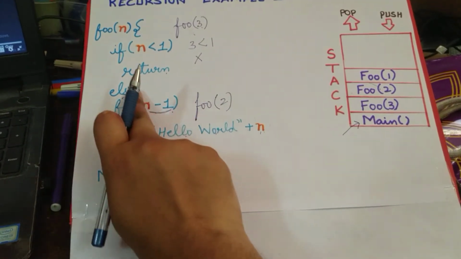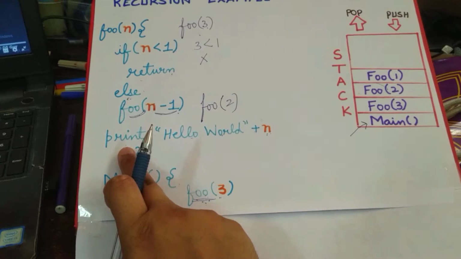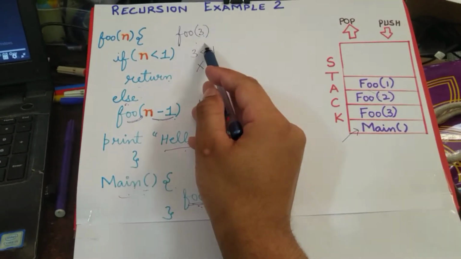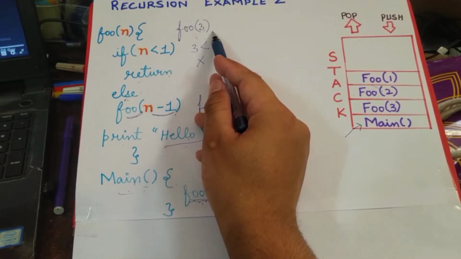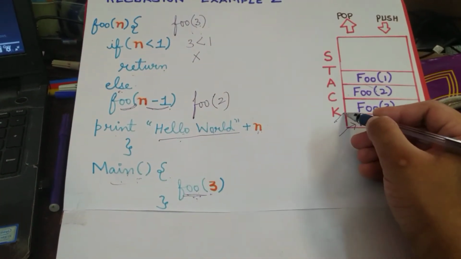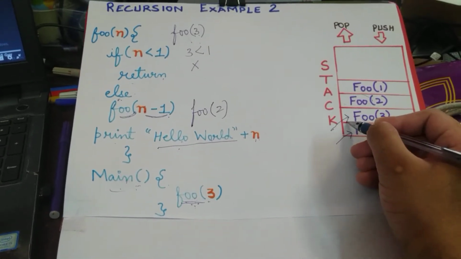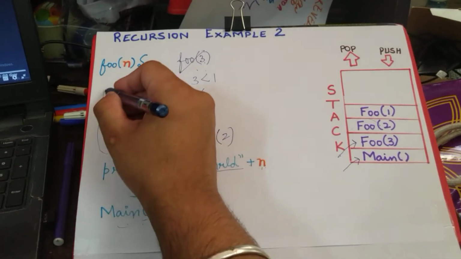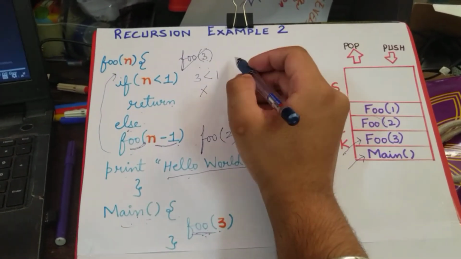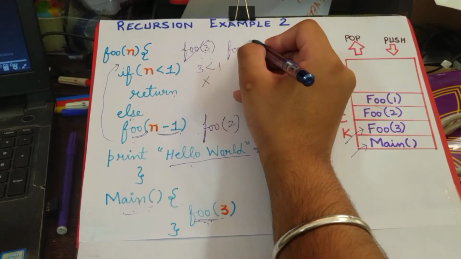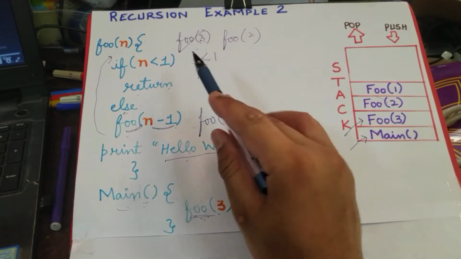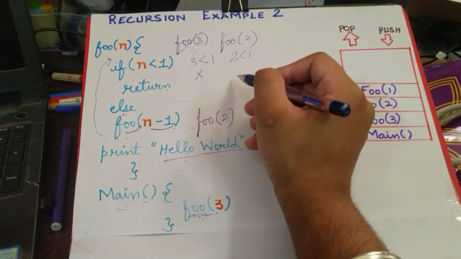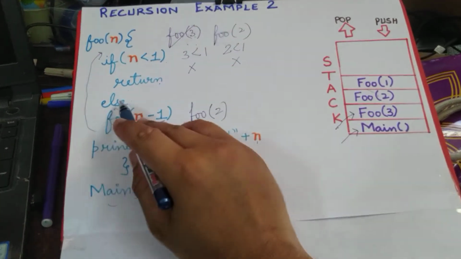So again the foo2 method will be called, but we need to execute this statement. To execute this statement, the foo3 will be stored into the stack. So the foo3 method goes into the stack. Okay, then the foo2 method goes to this method. So here it will be foo2. So if n is less than 1, is 2 less than 1? No. So it will go to the else block.